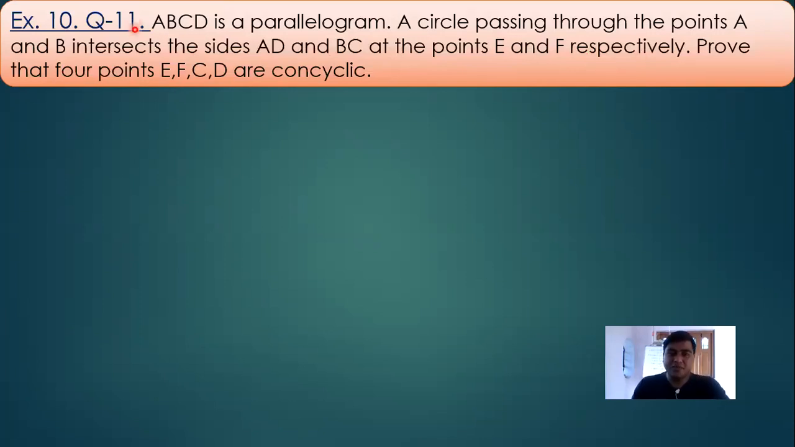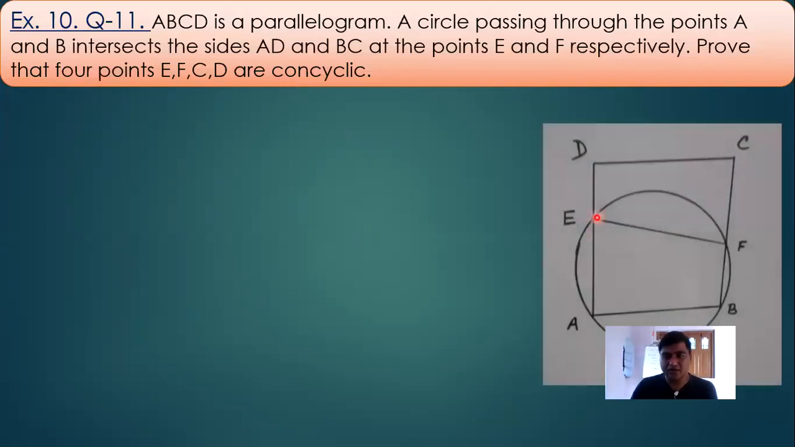So here ABCD is a parallelogram and a circle passing through the points A and B intersects AD at the point E and BC at the point F respectively. Prove that the 4 points E, F, C, D are concyclic. So first we draw the figure.